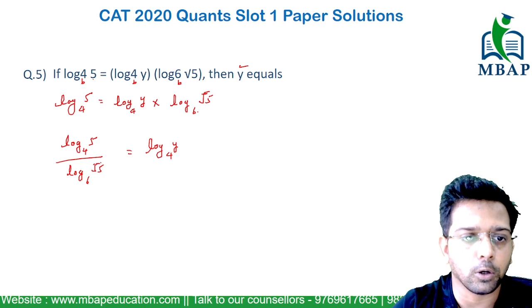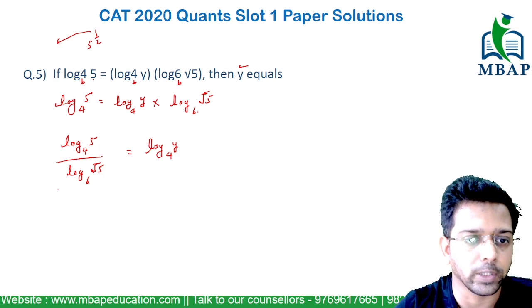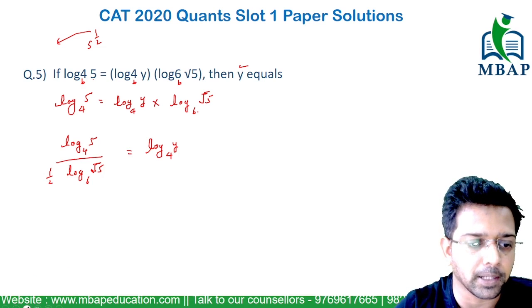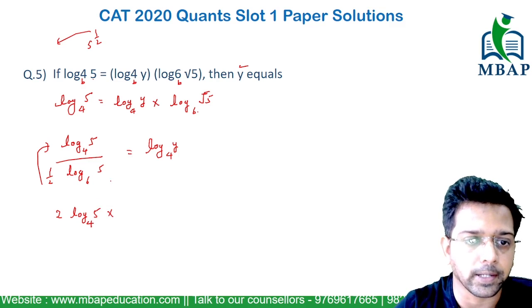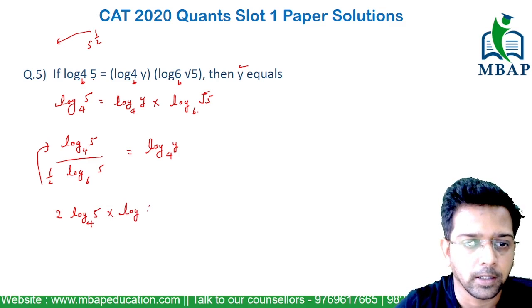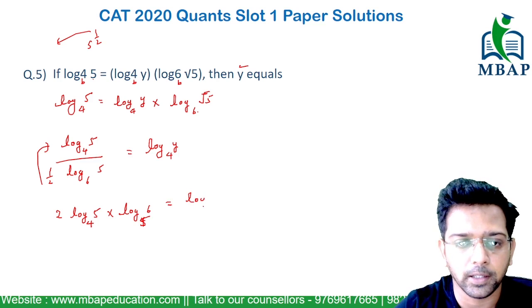Okay. Now this is log of root 5. Root 5 will basically be 5 raised to 1 by 2. So 1 by 2 will go out. So the whole expression will look like 1 by 2 times, and this root of 5 will simply become only 5. Now if I rewrite the whole expression, 2 will go out. So this will become 2 times log of 5 to the base 4 multiplied by, let's reciprocate this, so this will become log of 6 to the base 5, will be equal to log of y to the base 4.